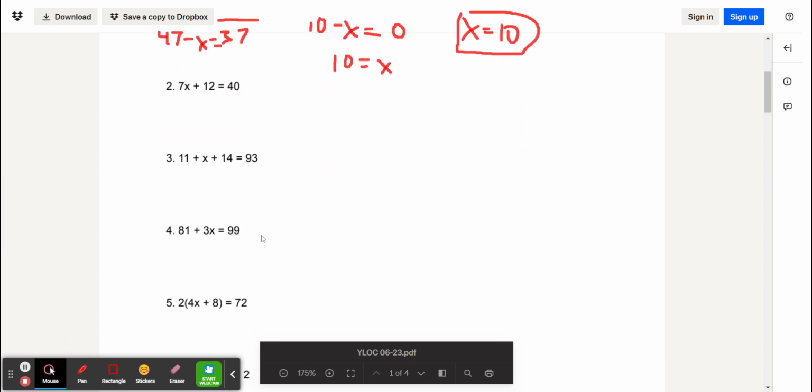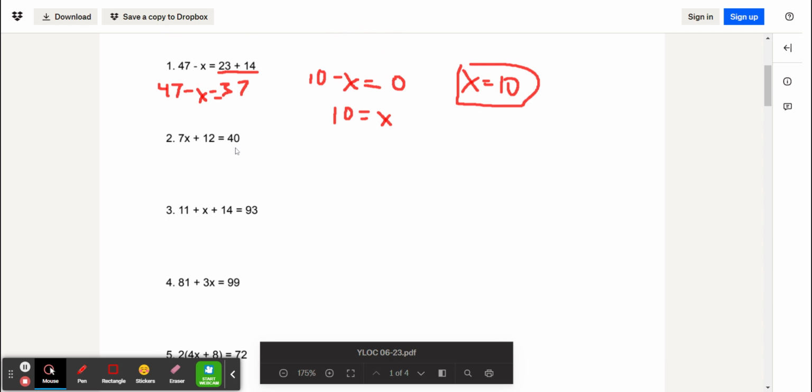For our next problem, we have 7x plus 12 equals 40. Here we're going to first subtract 12 from both sides. We get 7x equals 28, and then we will divide both sides by 7 to get x equals 4.